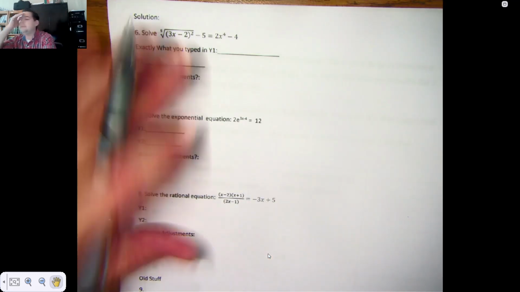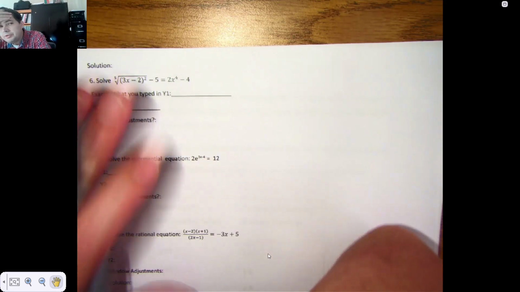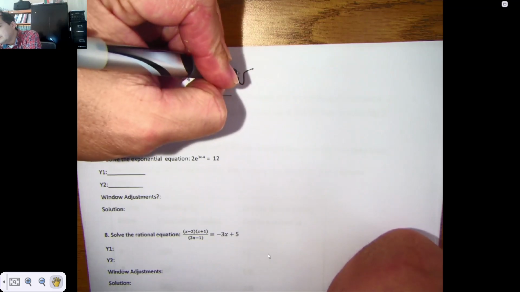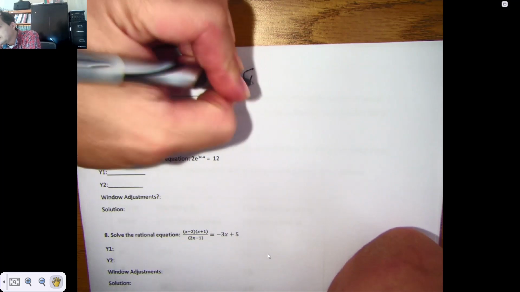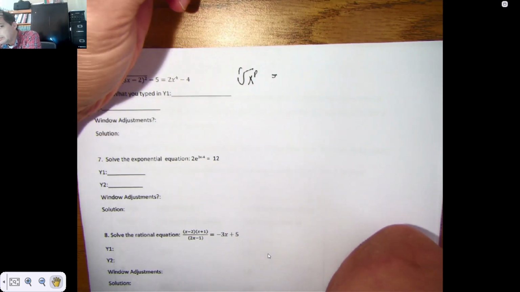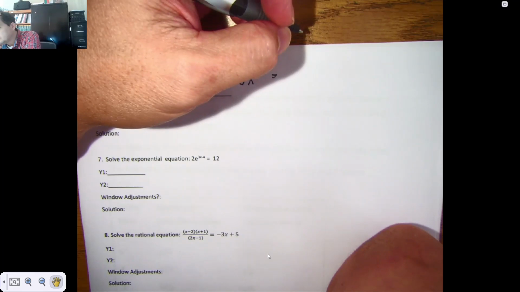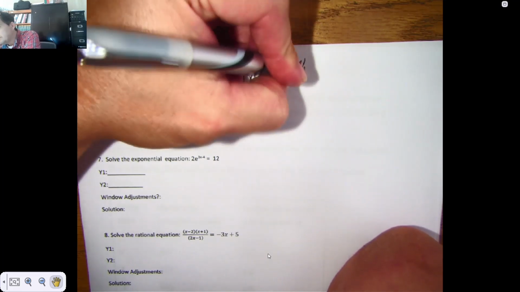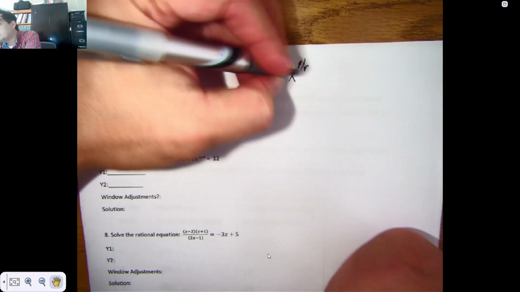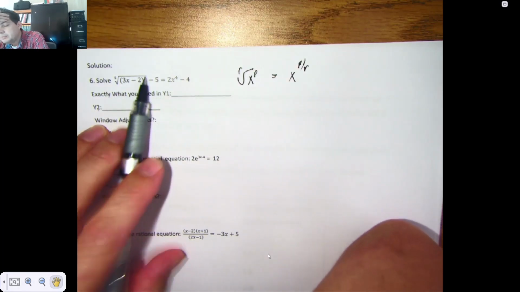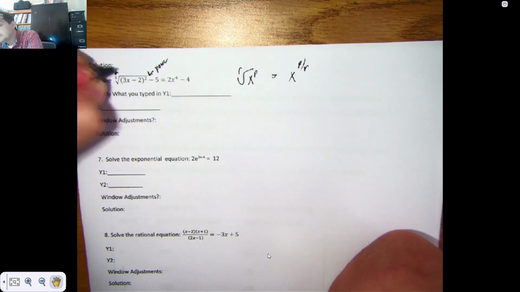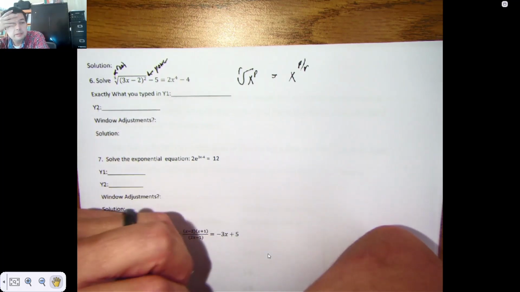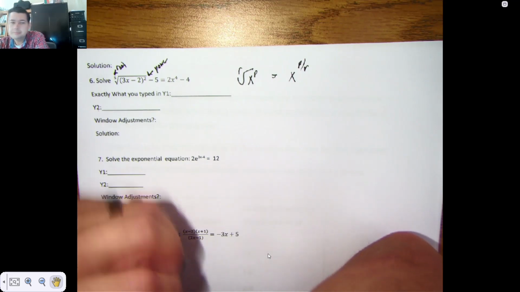All right, 6, solve this equation. I want you guys to be very comfortable with this rule: the rth root, r for root, of some x to some power is equivalent to x to the power over the root. P stands for power, r for root. So when I glance at this, this is my power, and this right here is my root. For anything besides the square root, this is how you do it.